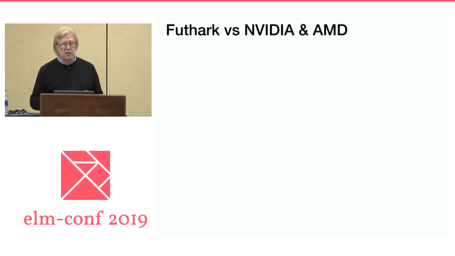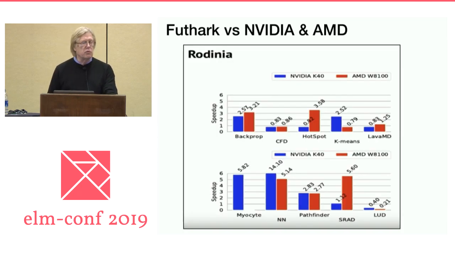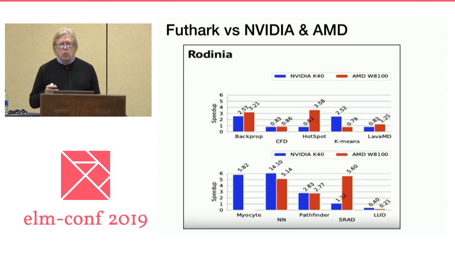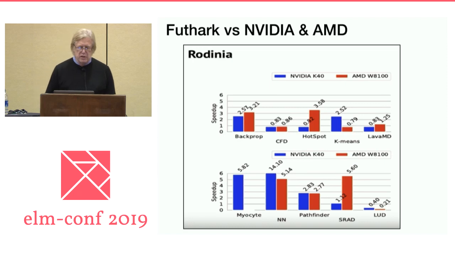Well, okay, lots of good words. How does it work out in practice? So I'm going to show you some benchmarks of how Futhark code stands up to code from the masters, the big guys, NVIDIA and AMD. Here's the so-called Rodinia test suite. The blue rectangles are for Futhark versus NVIDIA, the red for AMD. The numbers above the rectangles tell you what speed multiple Futhark runs against its competition. So bigger than one is good, a lot bigger than one is really good, and less than one is not so good.